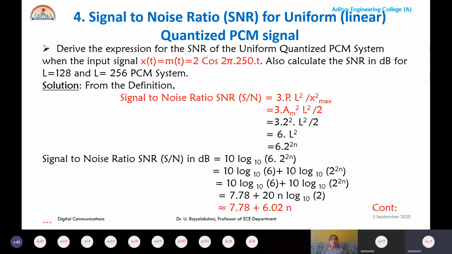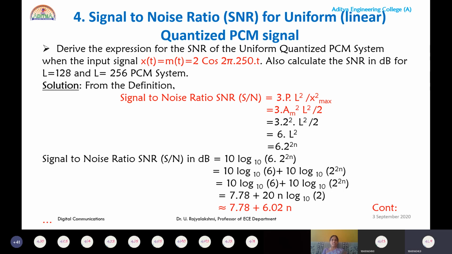Now you observe this equation and tell me what is the maximum amplitude of message signal Am here? What is the maximum amplitude of message signal here? 2 volts. What is the maximum frequency of message signal fm? 250. Yes, 250 hertz. Okay, very good.